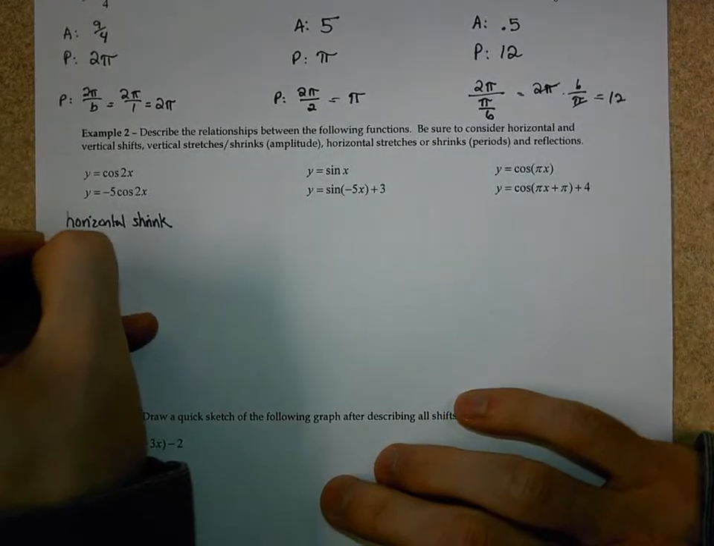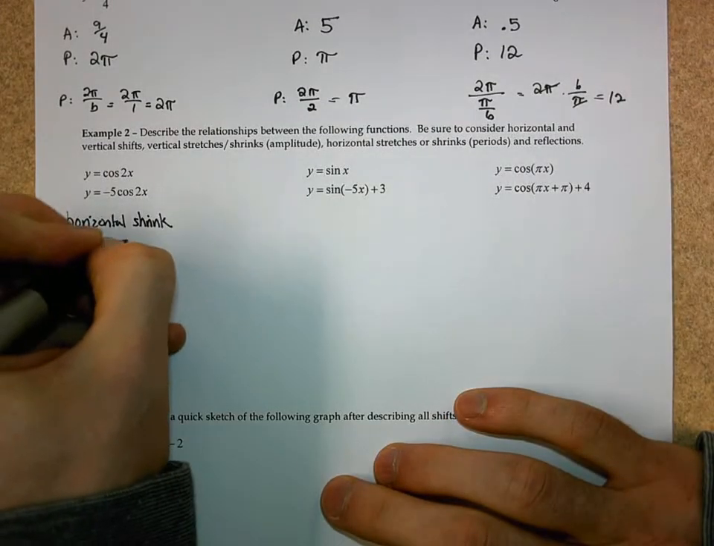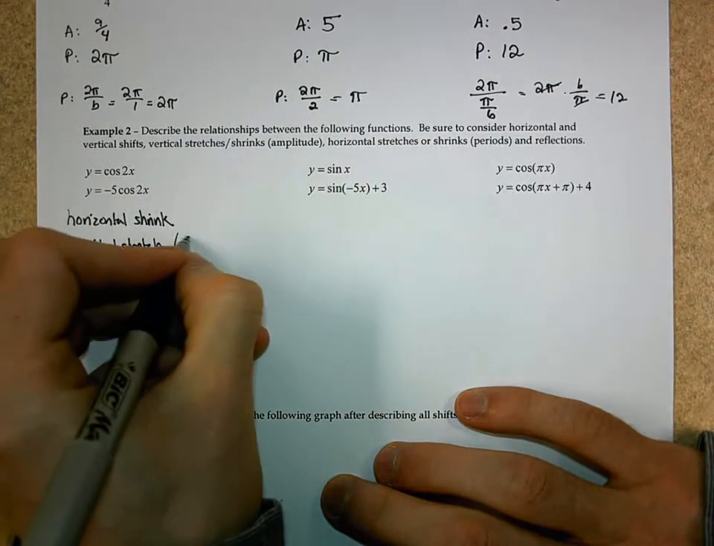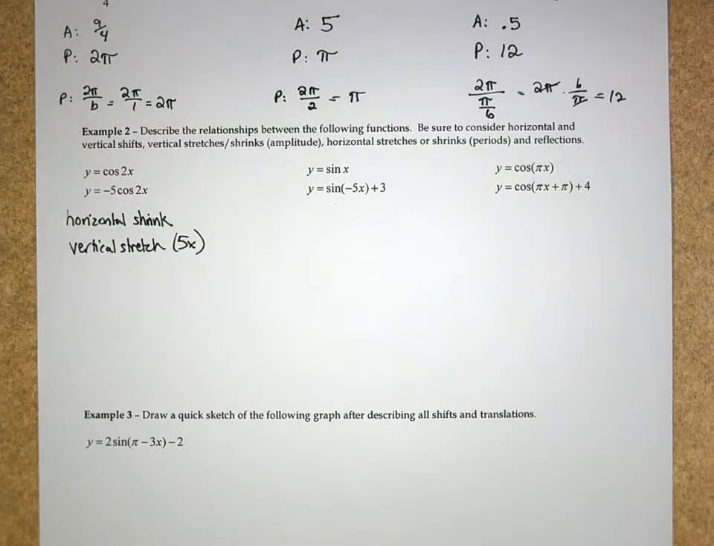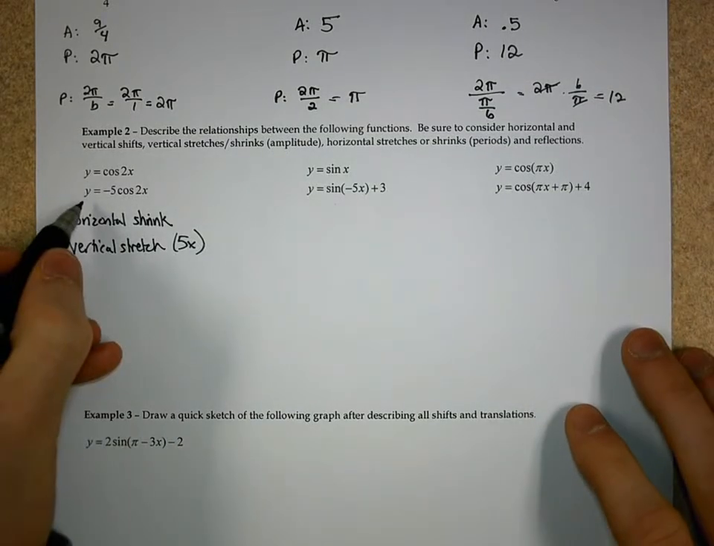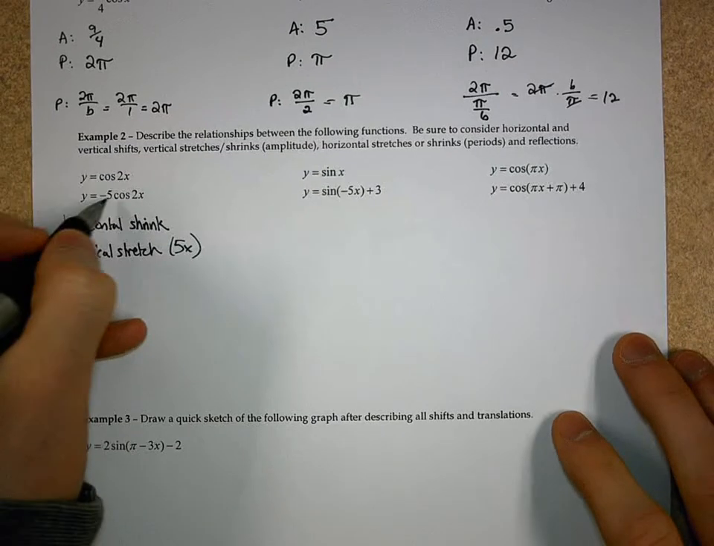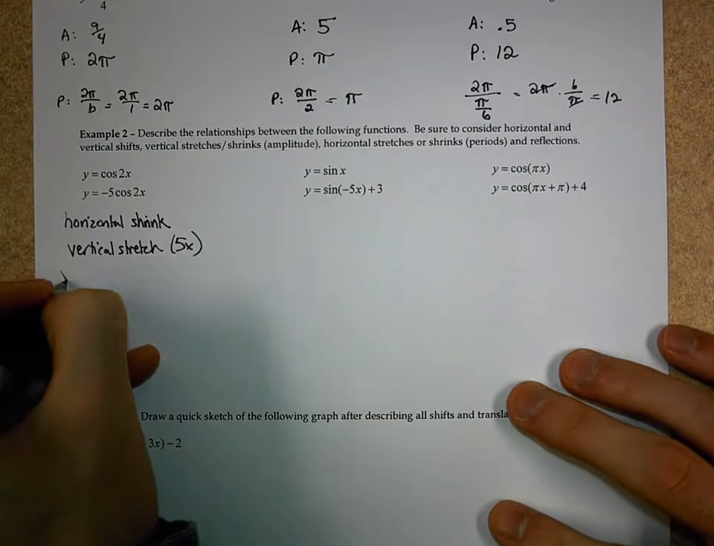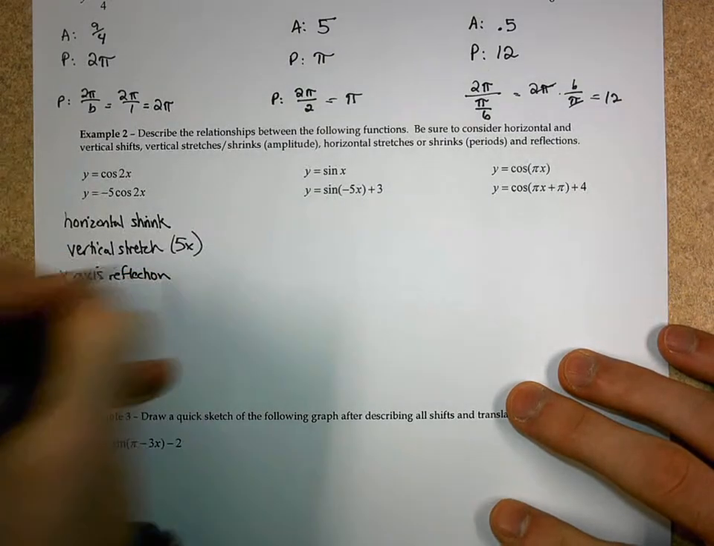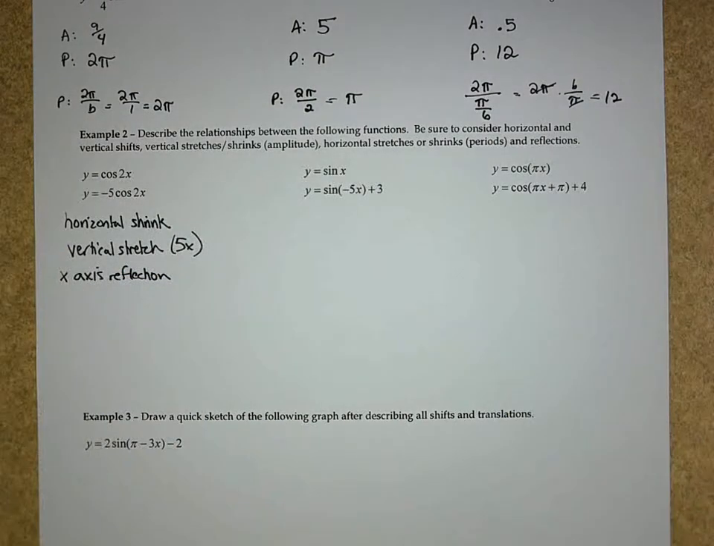The second thing we've got is we have a vertical stretch. And the reason for that is the amplitude in front. And that vertical stretch is 5-fold. The last piece that we have is this negative piece here. And that is going to be our x-axis reflection. Means we're going to flip it around the x-axis. So if we're going to compare different functions, we look at the vertical stretch, x-axis reflection, and horizontal shrink of this one.